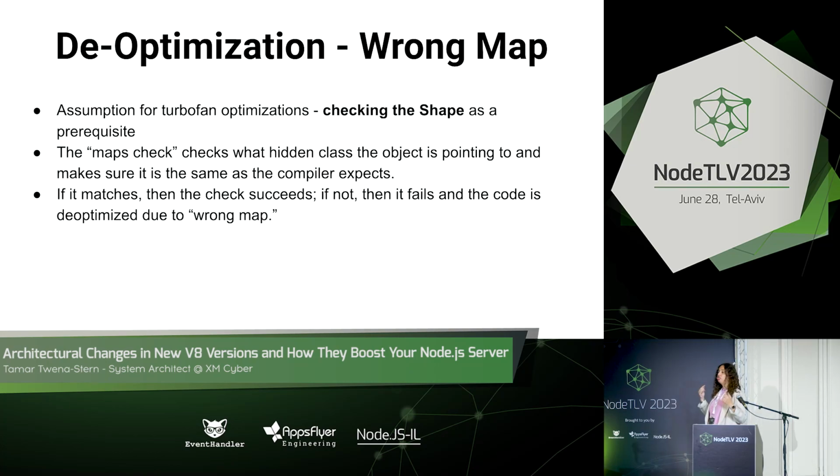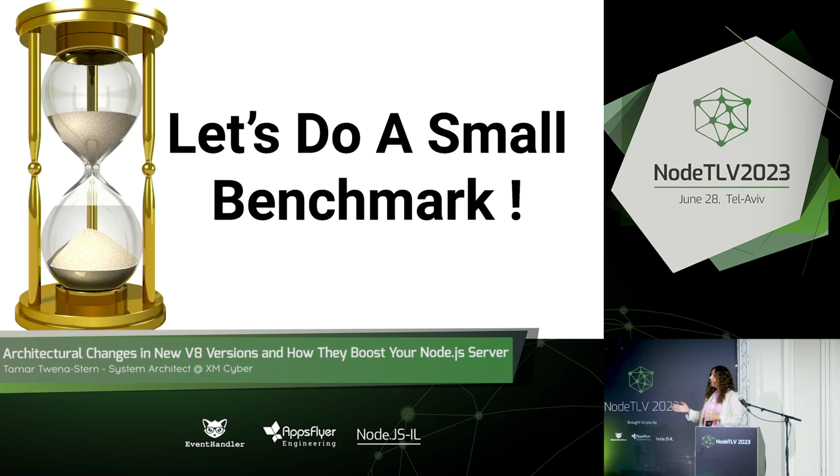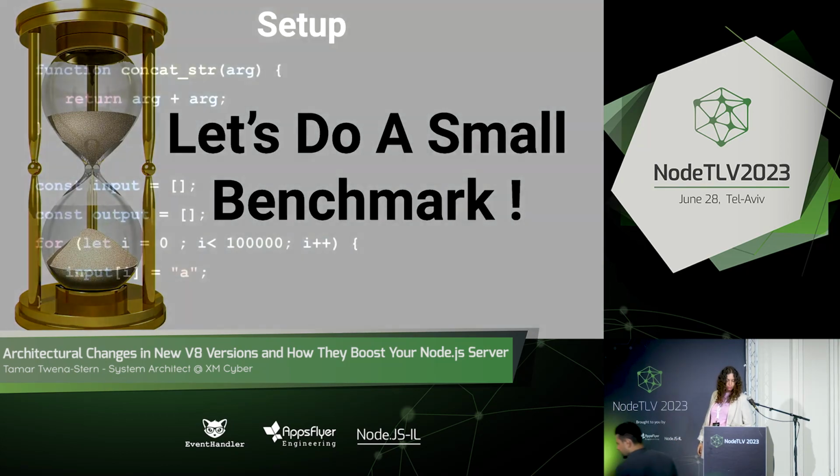What's happening here? The shapes are part of the Turbofan checks in order to generate the binary. Turbofan checks the shape, the hidden class, in order to understand how much memory it needs to allocate. And the minute that we have added one property, the shape has changed. Turbofan thinks that we have a different type. We actually have a different type behind the scenes, and it throws that binary away. Now let's do a small benchmark and see it in action.